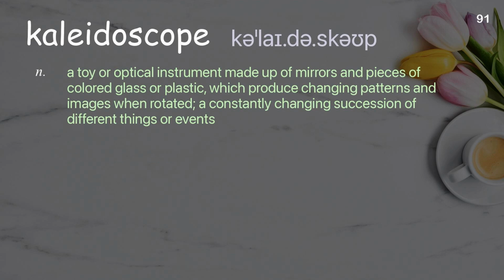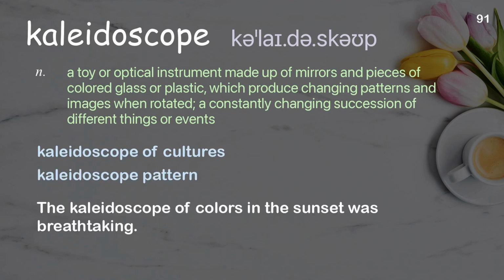Kaleidoscope. A toy or optical instrument made up of mirrors and pieces of colored glass or plastic, which produce changing patterns and images when rotated, a constantly changing succession of different things or events. Examples. Kaleidoscope of cultures. Kaleidoscope pattern. The kaleidoscope of colors in the sunset was breathtaking.